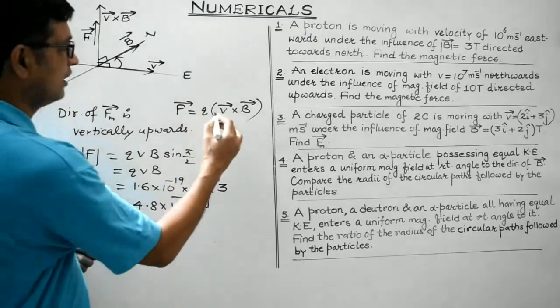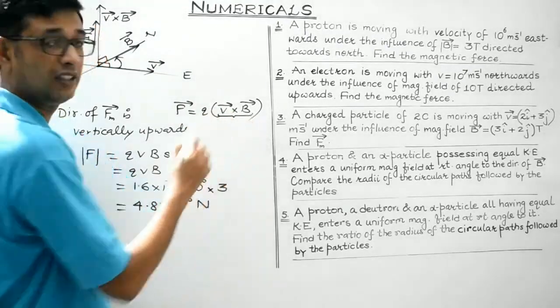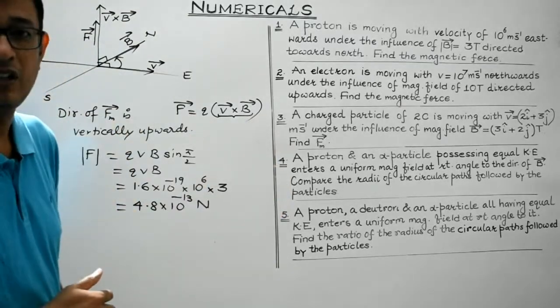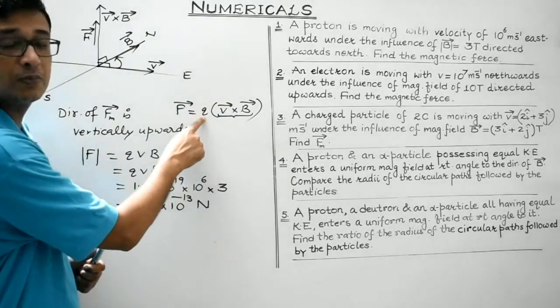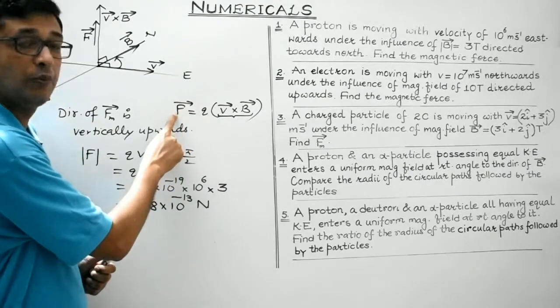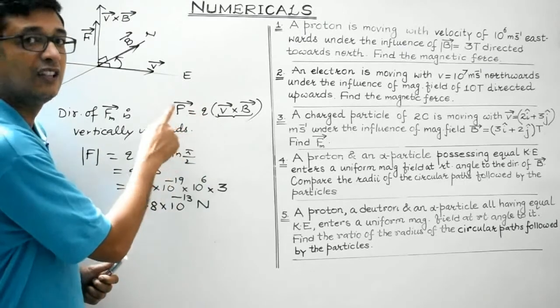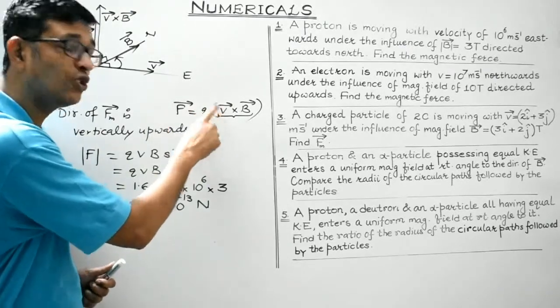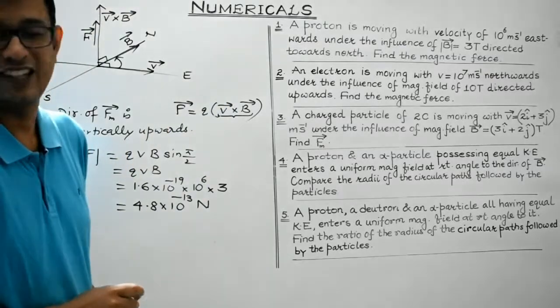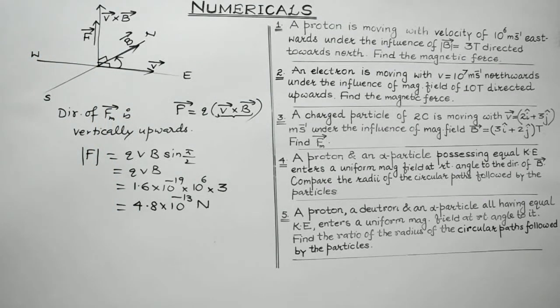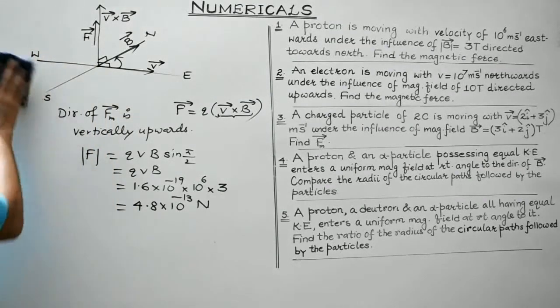You need to first find out the direction of V cross B using the property of the vector product and the right hand thumb rule. In case the charge is positive, the magnetic force would be along the direction of V cross B. In case the charge is negative, the force would be in a direction opposite to that of V cross B. So we are over with question number 1. Let's concentrate on question number 2.